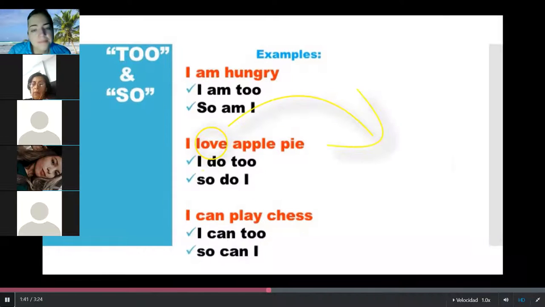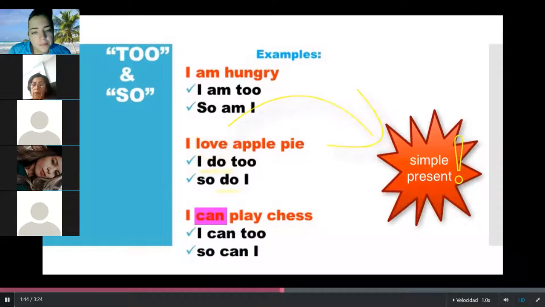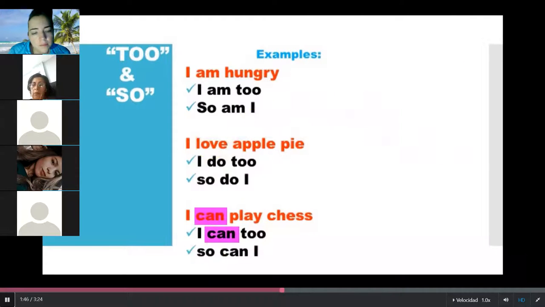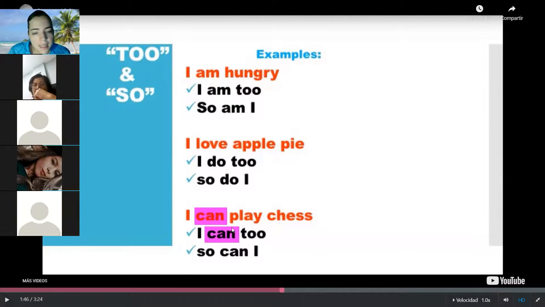I do too. So do I. Okay. I can play chess. I can too. Also remember that it will be as an auxiliary. I can. And since we're starting with I can too. Yes. Or so can I.